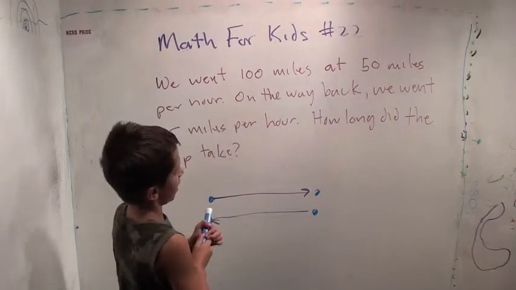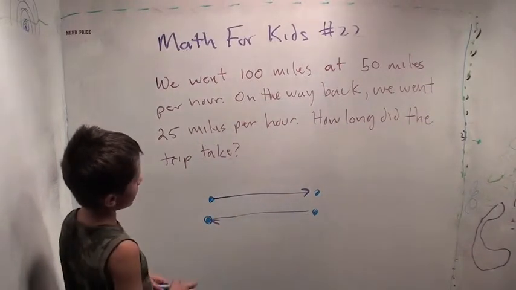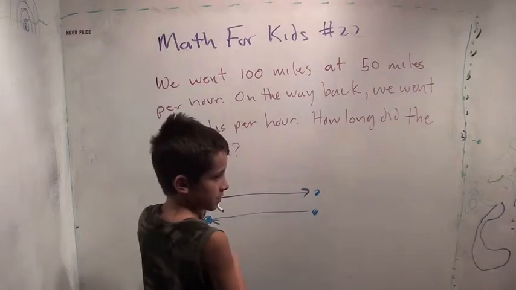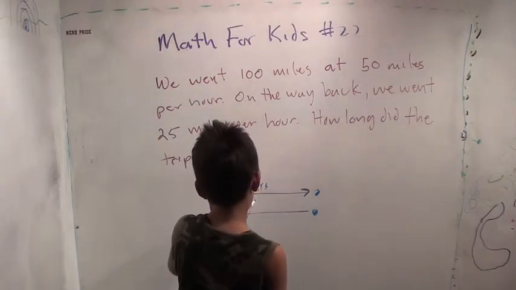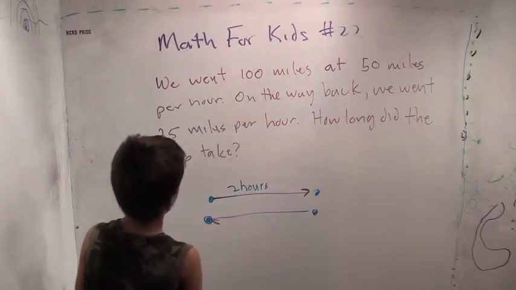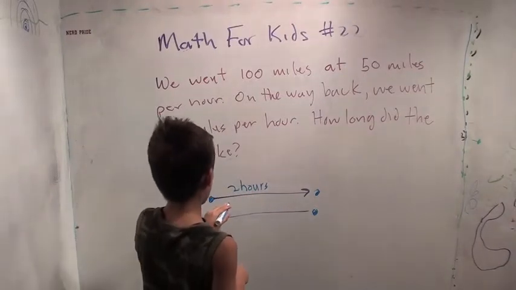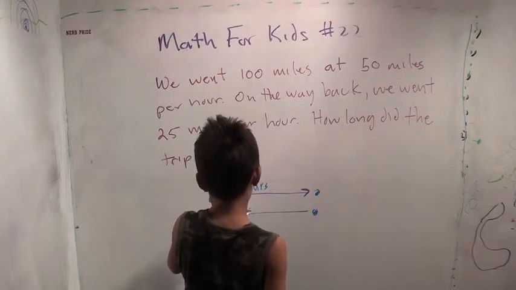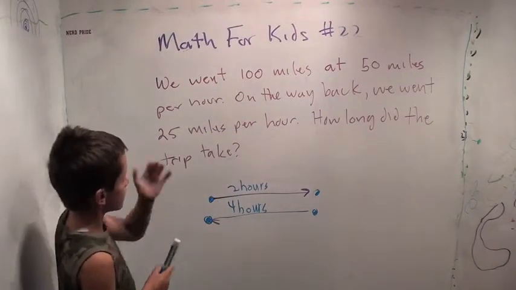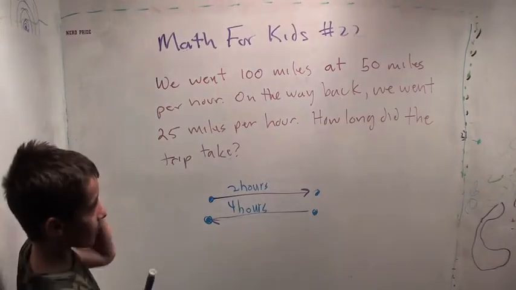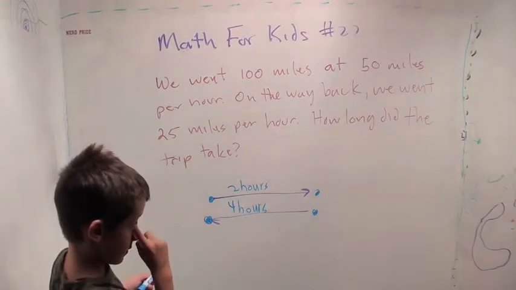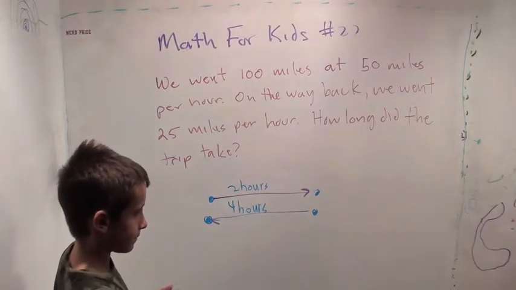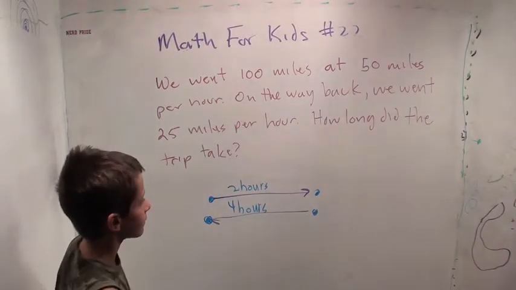Well, 50 miles an hour, that would take 2 hours. Okay, so the way out took 2 hours. And then the way back would be 25 miles an hour. Would be 4 hours. Okay, how did you figure that out? Because 4 25s is 100. Okay, so every hour you go 25 miles, right? Yeah. And so it takes 4 hours to go 100 miles.